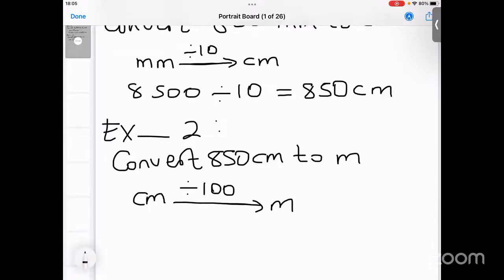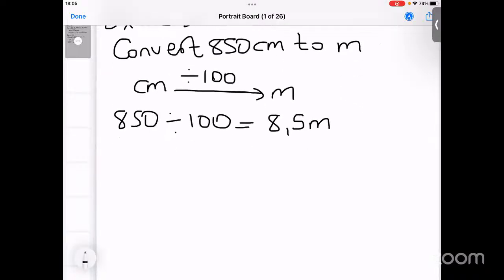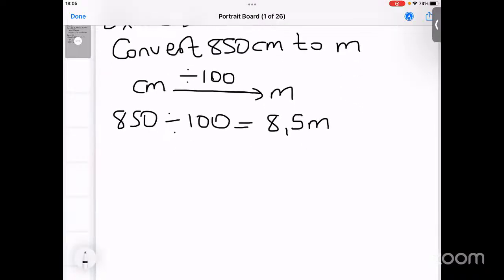So that means we will take that 850. We are going to just divide it by 100, and the answer that we get, trust me when I say, it will give you 8.5. Now you say meters, because you've just converted it from centimeters to meters. Okay, I think we can continue in this fashion where now let's do example number 3.